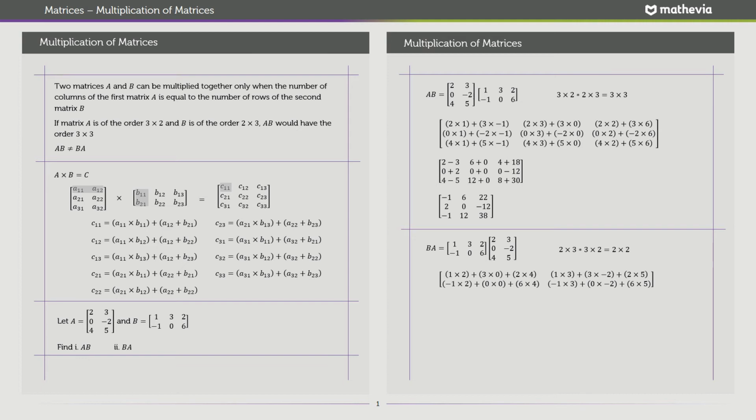If we're going to get the first element in C, we're going to be looking at the first row of B multiplied by the first column of A. So we're going to go 1 times 2 plus 3 times 0 plus 2 times 4. Then we do this up until we have all four elements of C, and we'll work that out. We'll end up with 10, 7, 22, 27, and as you can see clearly, A times B does not equal B times A, and that's it.